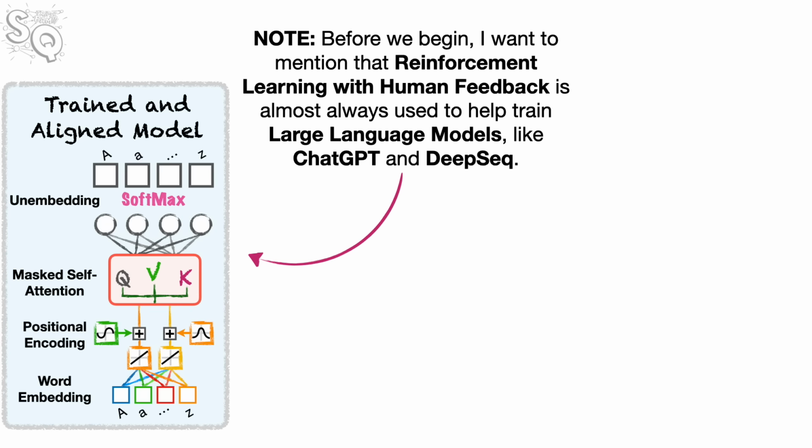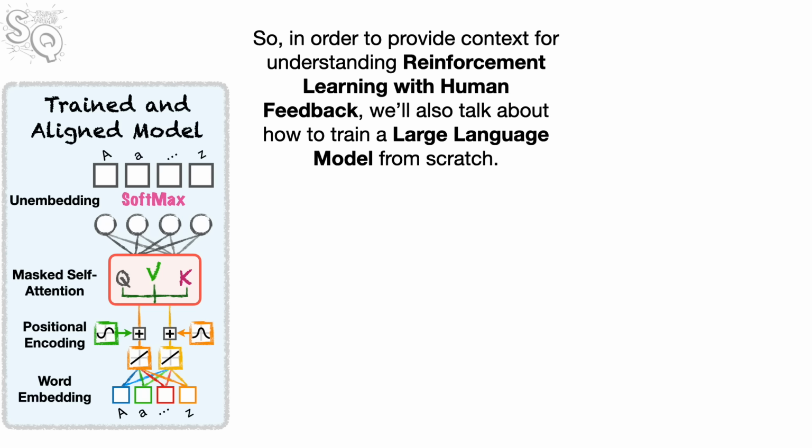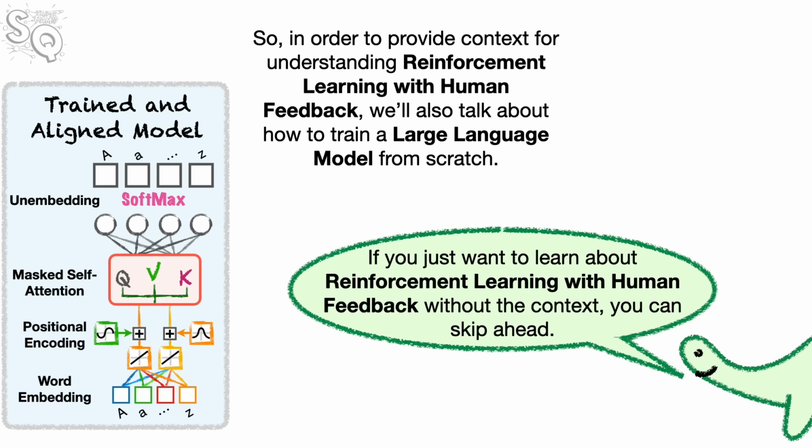Before we begin, I want to mention that reinforcement learning with human feedback is almost always used to help train large language models like ChatGPT and DeepSeek. So, in order to provide context for understanding reinforcement learning with human feedback, we'll also talk about how to train a large language model from scratch. If you just want to learn about reinforcement learning with human feedback without the context, you can skip ahead.